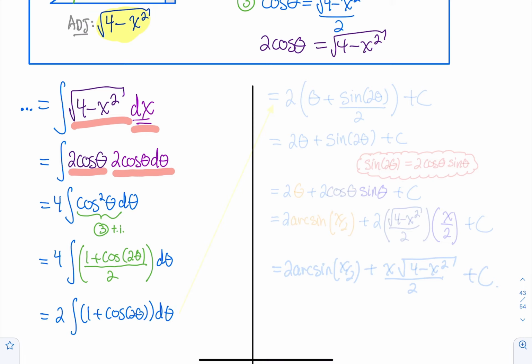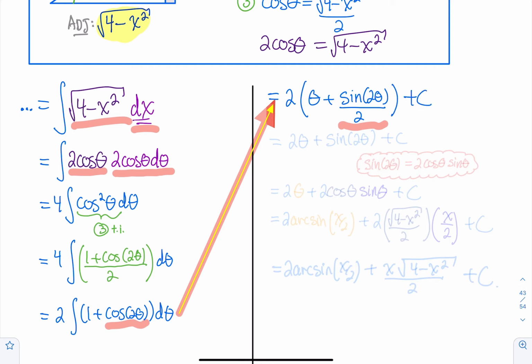Now you're ready to integrate. So let's go to the other side here. Let's draw an arrow. This will become 2, open bracket, the integral of 1 with respect to theta is theta. The integral of cos is sine of 2 theta, but because the inside is 2 theta, you need to divide by 2, plus c. So you can multiply by 2 now. You get 2 theta plus 2 times sine 2 theta over 2. The 2 will cancel. You're going to get sine of 2 theta plus c.